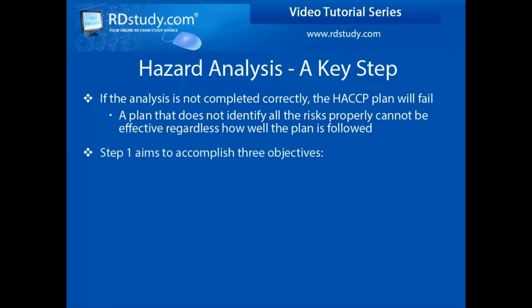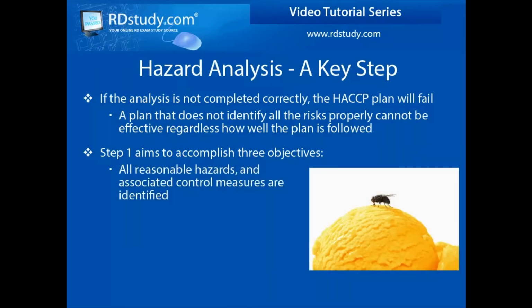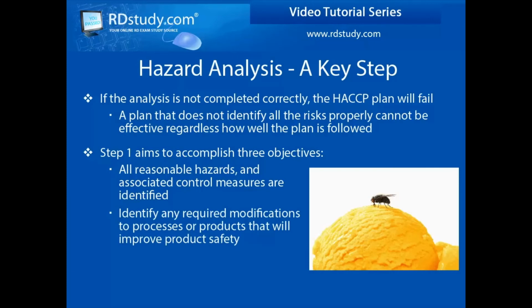There are 3 objectives designated to this step: to identify hazards and the methods required to control or eliminate them, to identify processes that can or need to be modified in order to improve the safety of your food products, and to analyze and process the collected data so that it can be used by Principle 2, determining your critical control points. Our next video will continue to dive deeper into Principle 1, conducting a hazard analysis.